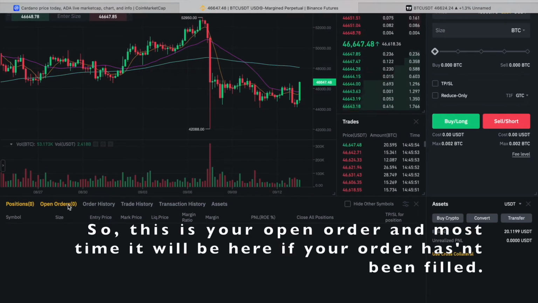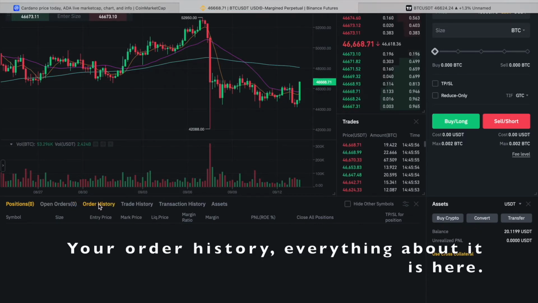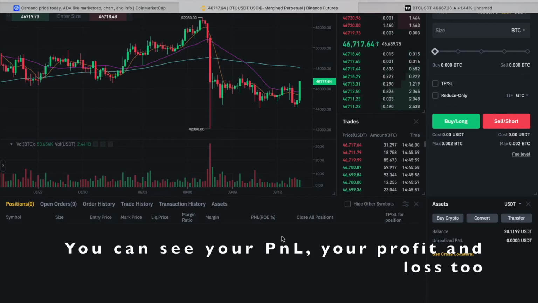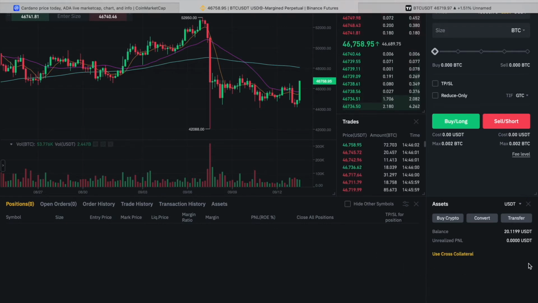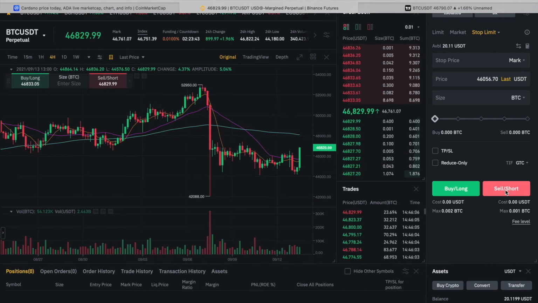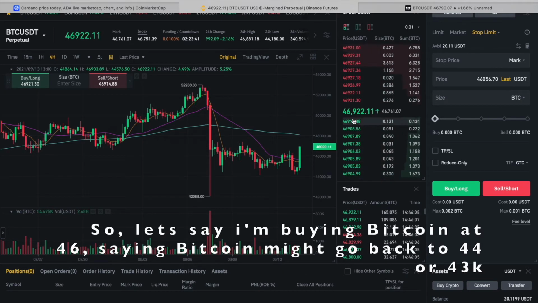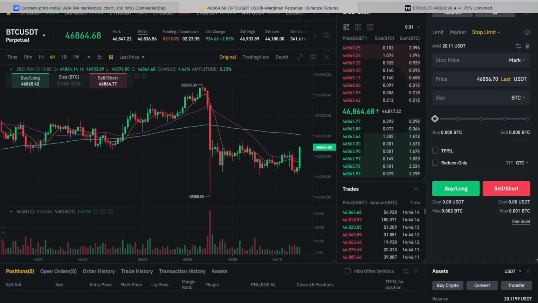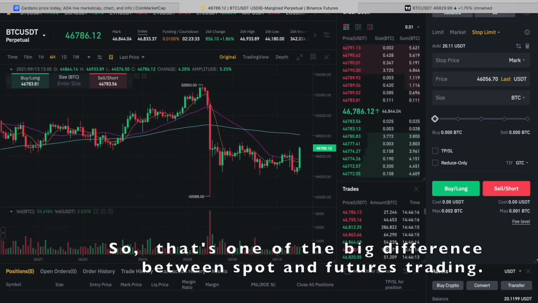So this is your open order. Most times it will be here if your order has not been filled. Your order history, everything about it is here. Then you can see your P&L, your profit and loss, on this. While sell short is when you are saying that the market will go down. So I'm probably saying I'm selling Bitcoin at 46k, saying that Bitcoin might go back to 44 or 43k. By doing so, you're also making money. That's one of the big differences between spot trading and futures trading.